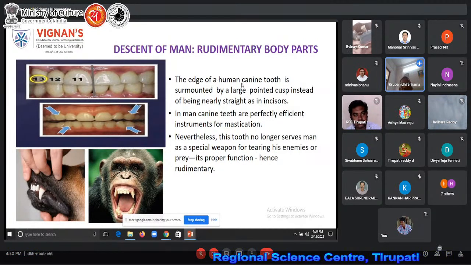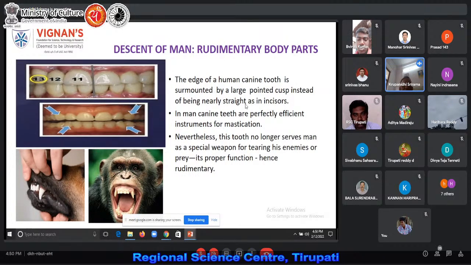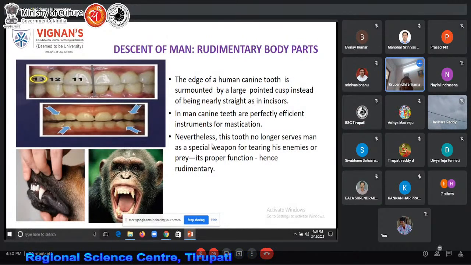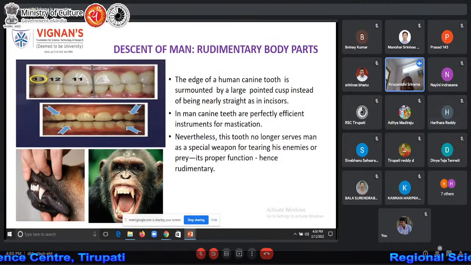The edge of the human canine tooth is surmounted by a large pointed cusp, instead of being nearly straight as in incisors. In man, canine teeth are perfectly efficient instruments for mastication. Nevertheless, this tooth no longer serves man as a special weapon for tearing enemies or prey. Its proper function is seen in the lower ancestors. Hence, it is said to be rudimentary.